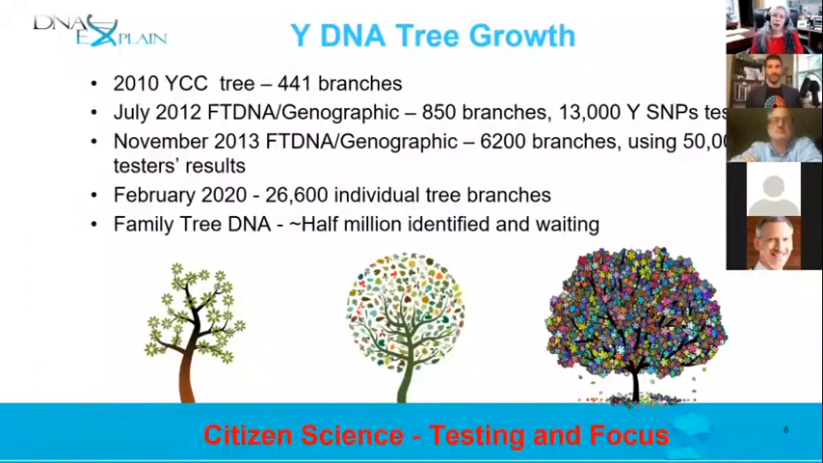So for the Y-DNA, and I know this is mitochondrial, but bear with me for a minute. The Y-DNA tree growth was exponential. It started in 2010 with the YCC tree that had 441 branches. And then in July of 2012, Family Tree DNA, the Genographic project, started out with 850 branches, but they were going to test 13,000 SNPs.